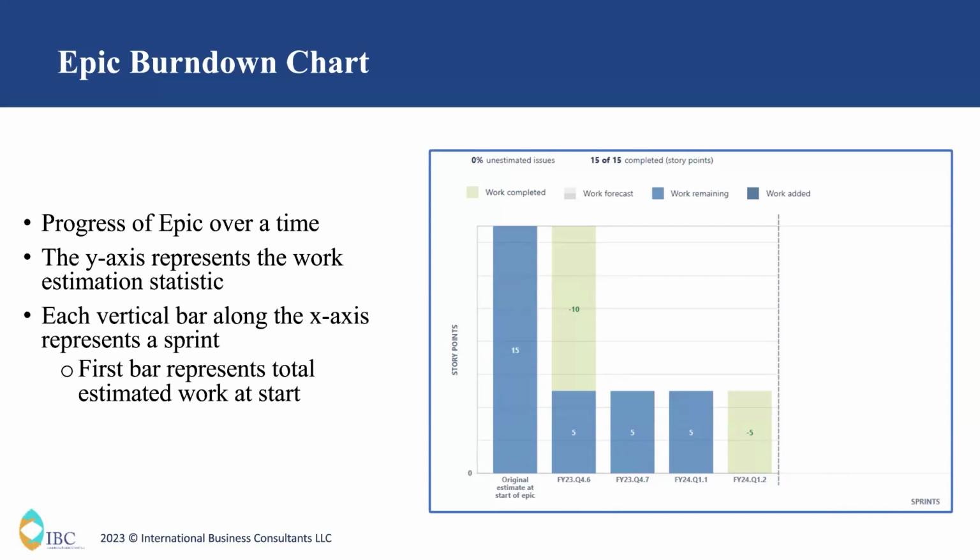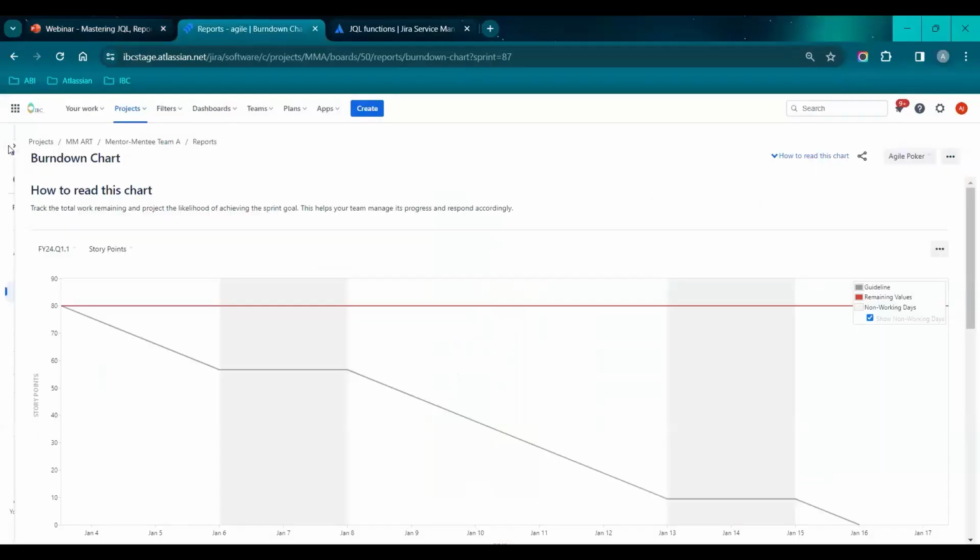Now you can ask me a question. An epic doesn't have story points, so how are we going to estimate the epic's story points? The epic automatically takes its child story points. You can ask me another question: does it take the subtask story points also? No, it doesn't take the subtask story points. It only takes the story points and makes that the epic's story points. Let me again navigate to Jira and show you where you can find the same.